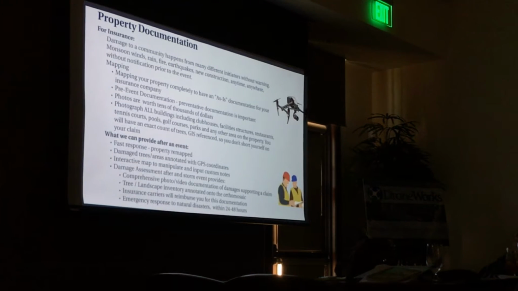So what we do is we fly a pattern that goes back and forth over every single inch of the property in the air, and then it overlaps to get a complete picture of what you have. So we're able to look at any type of building, tree, shrubs. You can zoom in very, very well with the pictures and the photographs that we provide from this documentation. So we can photograph all your buildings, including clubhouses, facilities, structures, restaurants, tennis courts, pools, golf courses, parks.